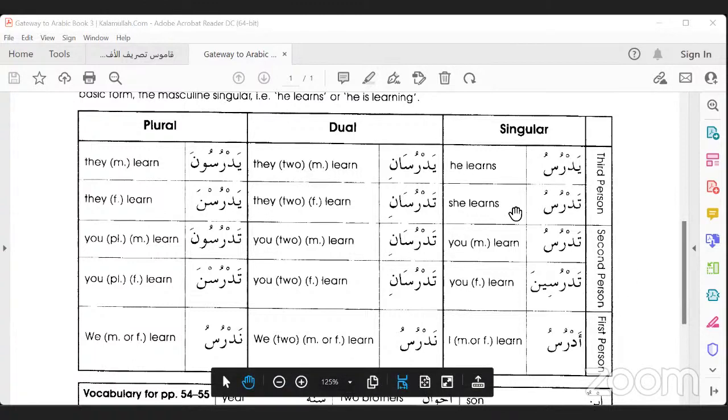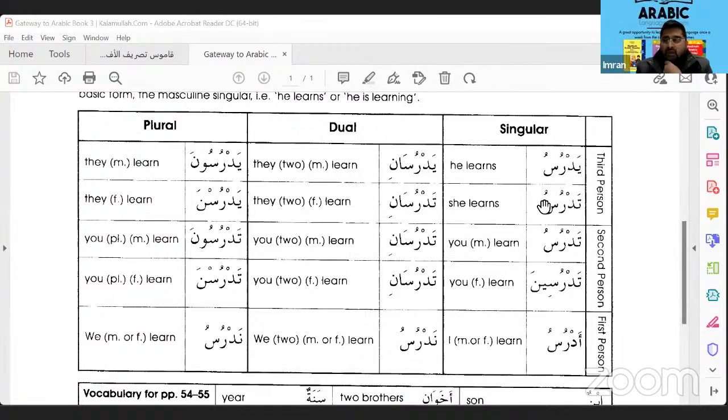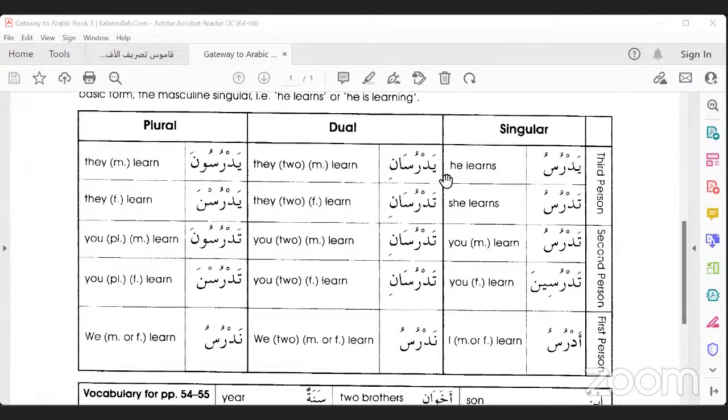Yadrusu. I don't have to put the pronouns? No, there's no need. Okay, thanks. Yadrusu, he learns. Yadrusani, they two male learn. Yadrusuna, they plural male learn. Tadrusu, she learns. Tadrusani, two female learn. Yadrusna, they all female learn. Correct.